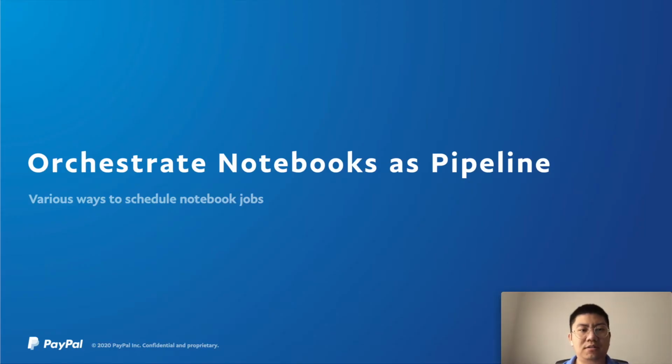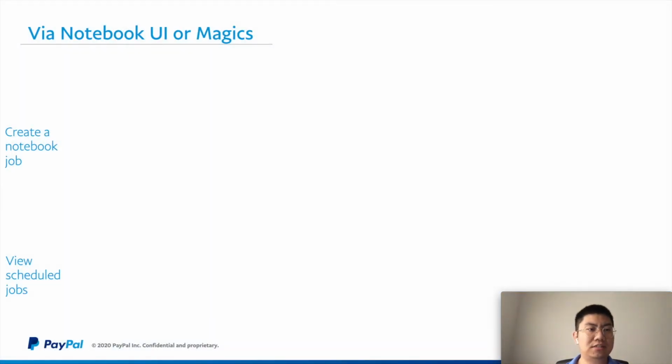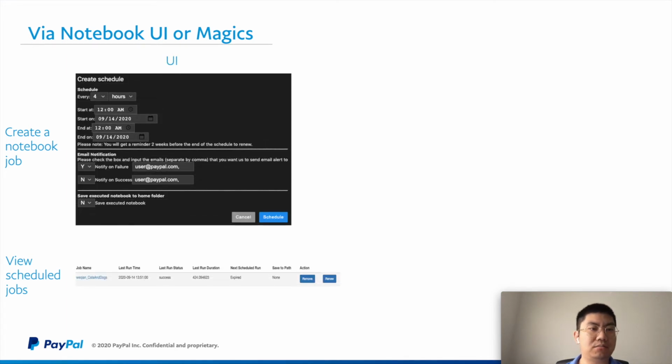Now let's talk about the different ways of scheduling notebook jobs. The easiest way is to schedule a job via the notebook UI. We can specify the running interval, start time, end time, and email notification. Click on the schedule button. A DAG file will be generated in the backend, and the Airflow running in the Kubernetes cluster will pick it up and run. And after the job is completed, you will be able to see the key metrics in the notebook UI itself.